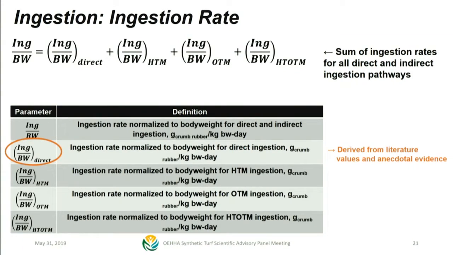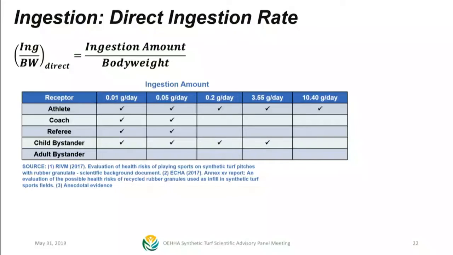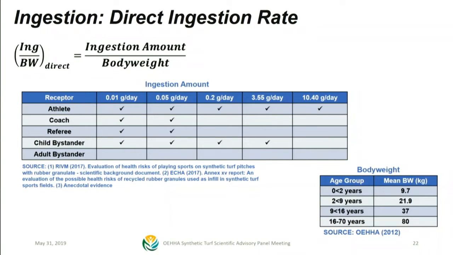These values are derived from literature and anecdotal evidence. So it's equal to the ingestion amount derived from various recent crumb rubber studies in the literature and anecdotal evidence from soccer players divided by the body weight. And so ingestion amounts vary from 0.01 to 10.4 grams of crumb rubber. The last two columns, 3.55 and 10.4 grams, represent the weight of 1 teaspoon and 1 tablespoon of crumb rubber, respectively, which players have reported to be amounts that they may possibly ingest.